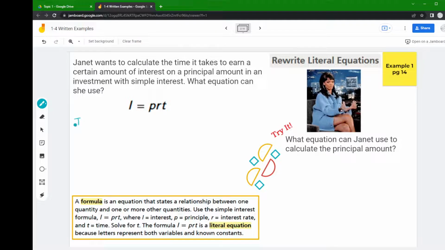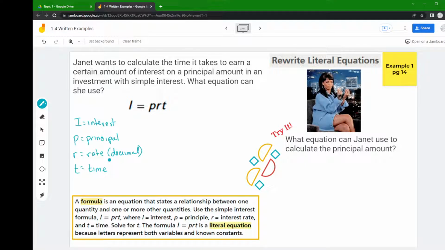I just want to tell you I is the amount of interest. P stands for the principal amount. When we talk about a principal amount, we mean like the starting amount. R equals the interest rate. That needs to be a decimal. And T stands for time.